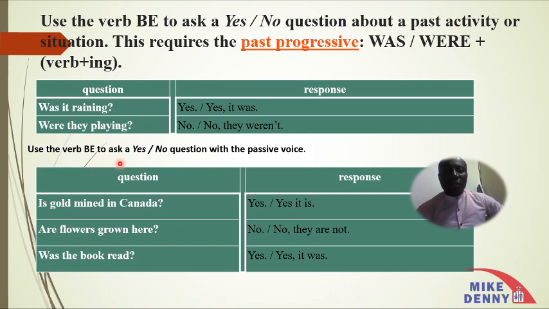We use the verb to be to ask a yes or no question with the passive voice too. For example, is gold mined in Canada? Instead of asking, does Canada mine gold? We say, is gold mined in Canada? And the response is yes or yes it is. Are flowers grown here? No or no they are not. Was the book read? Yes or yes it was.